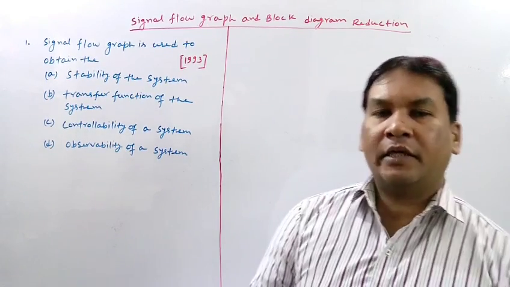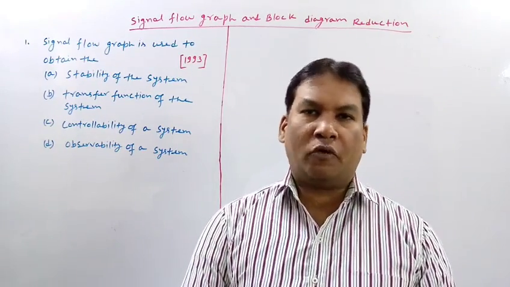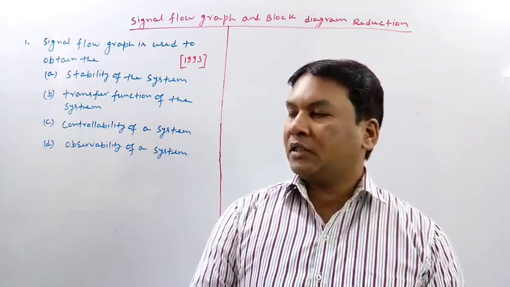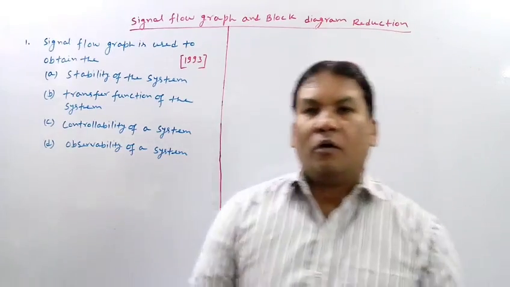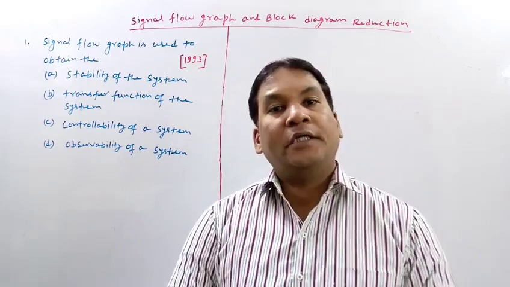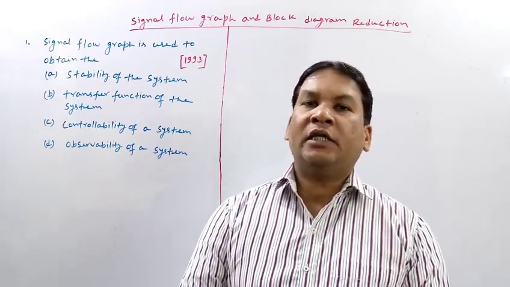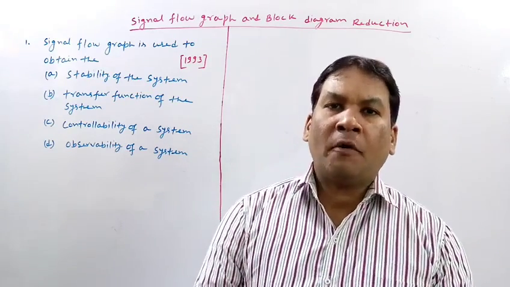Friends, today we will discuss signal flow graph and block diagram reduction through signal flow graph. So at first, what do you mean by signal flow graph? Actually, signal flow graph is a pictorial representation of algebraic equation, and it is a way to solve the algebraic equation.